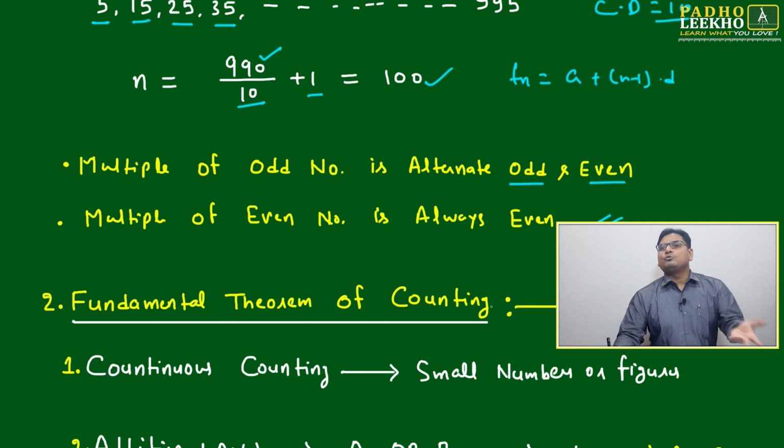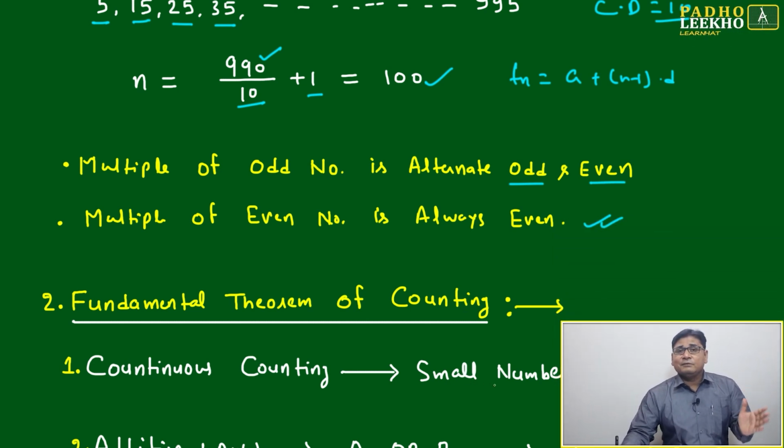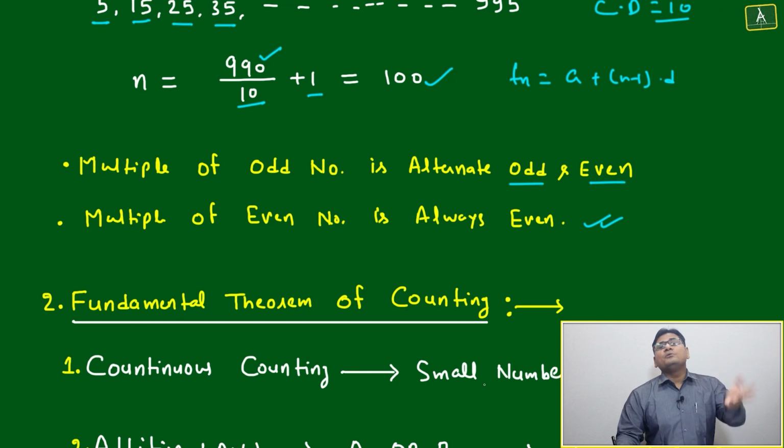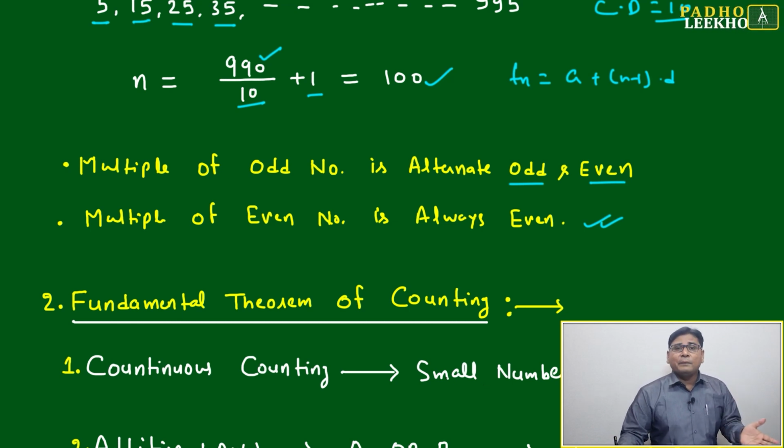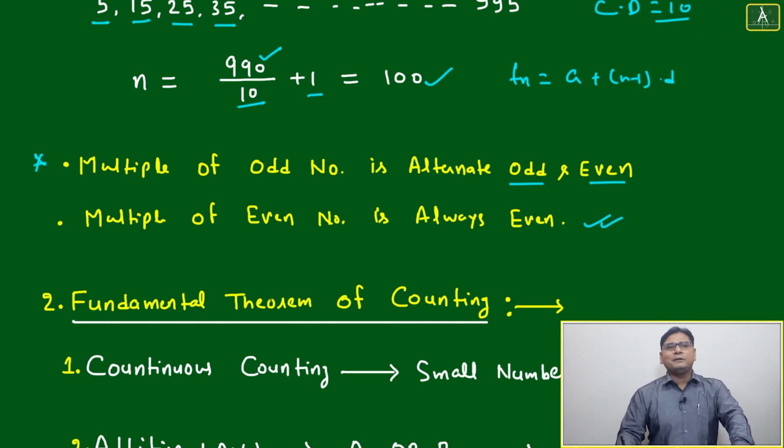1 to 20 or 1 to 30, if you are remembering the table, then any table, if it is given for an even number, then it will always be even, but if it is an odd number, then it alternates odd and even. Just keep in mind, this pattern is very useful from an application point of view. It is very fundamental but very helpful.